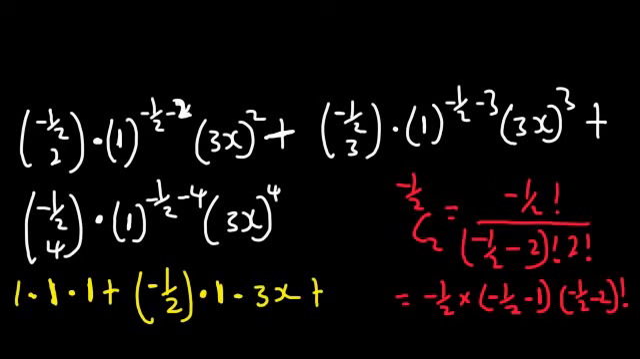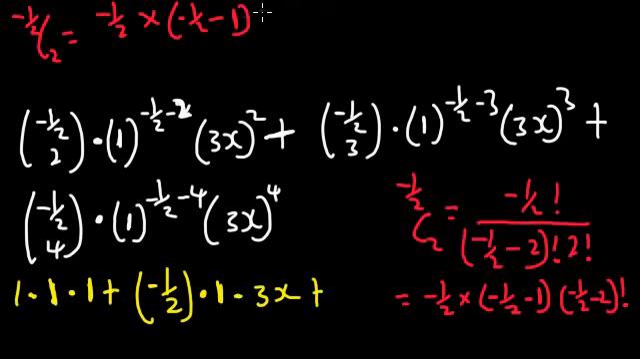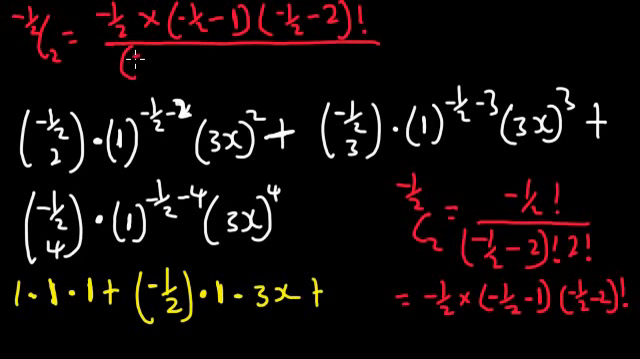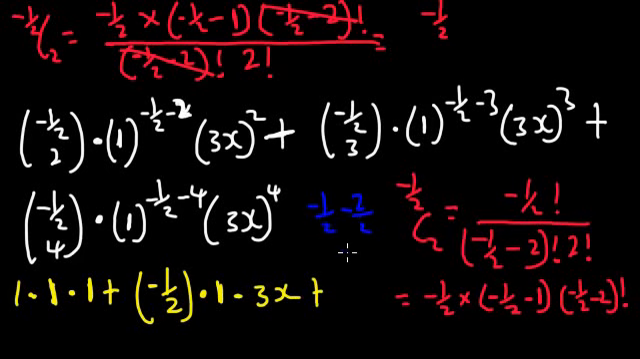So now we can try and cut out some values. Negative half combined with 2 becomes negative 1 over 2 times negative half minus 1 times negative half minus 2 factorial, divided by negative half minus 2 factorial times 2 factorial. Now negative half minus 2 factorial cancels out. Left over is minus half times minus half minus 1. So minus 1 over 2 minus 1 is the same thing as minus 2 over 2; LCM is 2, minus 1 minus 2 is minus 3, that is minus 3 over 2.